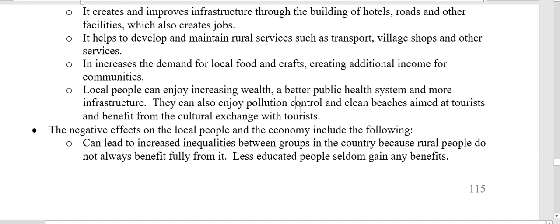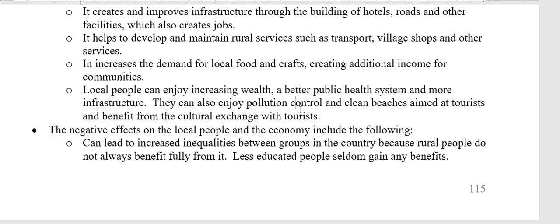They benefit from having clean beaches. It's aimed at the tourists, but nobody's stopping the local people from going to the beaches as well. They benefit from the cultural exchanges with tourists. Remember I said this can be a disadvantage as well, right? But they get exposed to tourists. They can chat to the tourists. They share knowledge basically, so they can benefit from their interaction with the tourists as well.